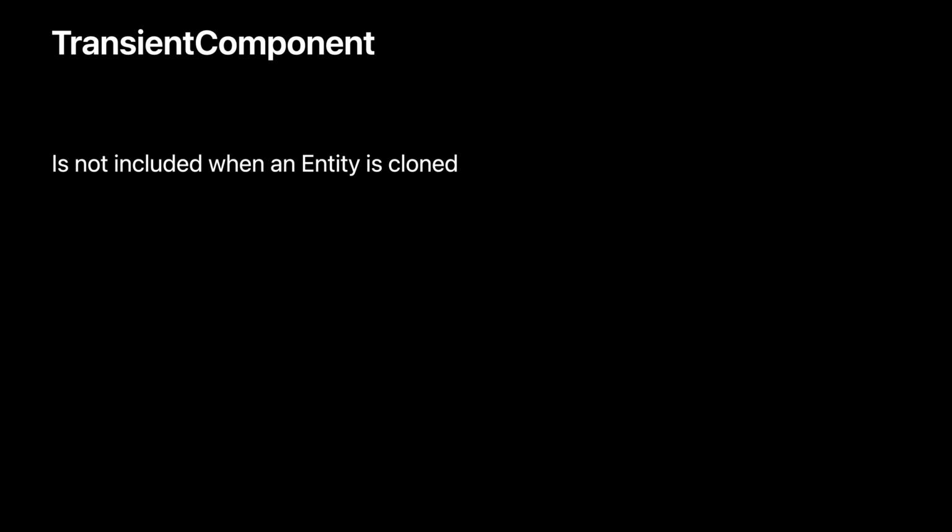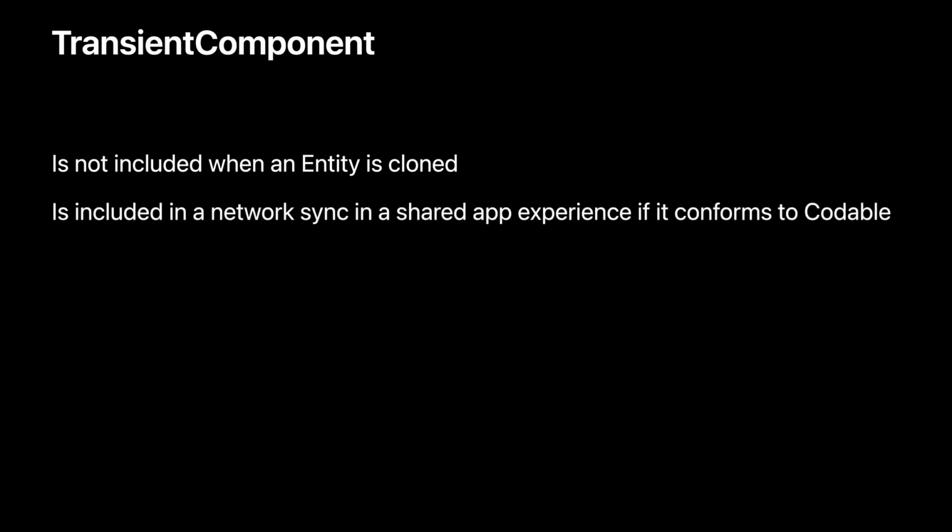We've also added a new type of component, transient component. Say, for example, your fish were afraid of the octopus, but only if they had ever looked at it. When you clone a new fish entity, you might not want the clone to inherit that fish's fear of the octopus. You could make your fear component conform to transient component. That way, it wouldn't be present on the new entity. The transient component is still included in a network sync, though, if it conforms to Codable, like any other kind of component that does so.